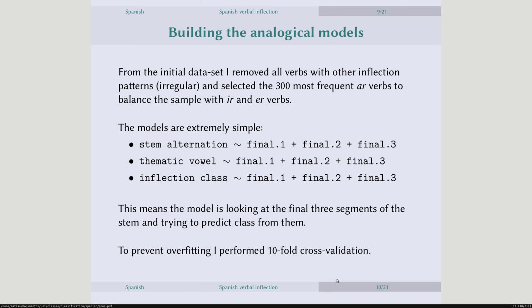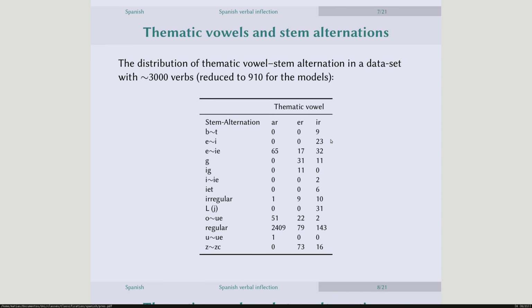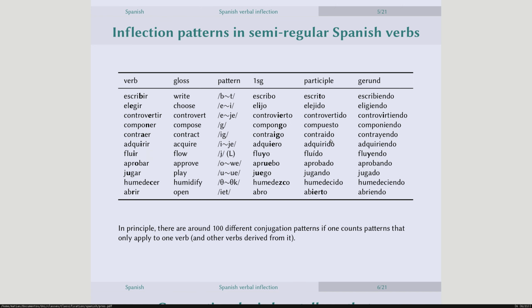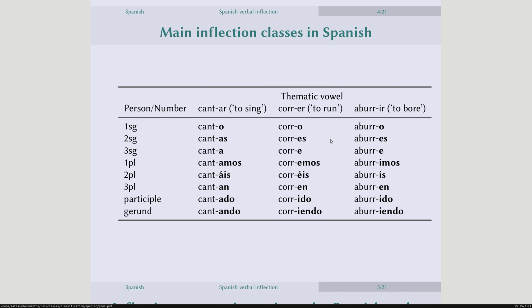And these three models work from the final three segments of the stem. So I extracted the stem and then predicted these three outcomes from the final three segments. The stem I defined as the infinitive minus the thematic vowel and the final R.